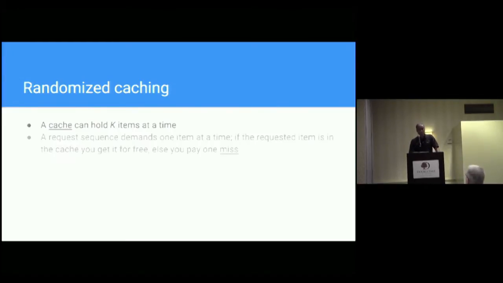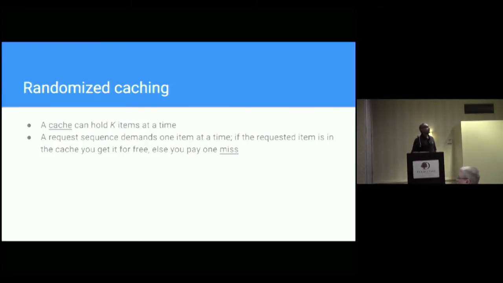I picked this because the power of randomization in this case is actually dramatic. Okay? So let me begin with the setting. Again, one that most of you are familiar with. It's the randomized caching problem. So you have this thing called a cache that can hold k items at a time. And then you have a sequence of requests to items that are in the cache.